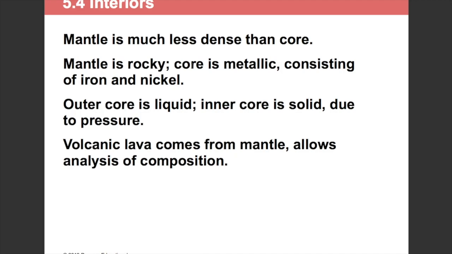The core, on the other hand, instead of being rocky, is actually metallic, consisting of a lot of iron and nickel. The outer core is a liquid metal, and the inner core is solid due to pressure. Remember, the outer core being a liquid metal is important, with the inner solid core rotating inside of it, which generates the Earth's magnetic field.